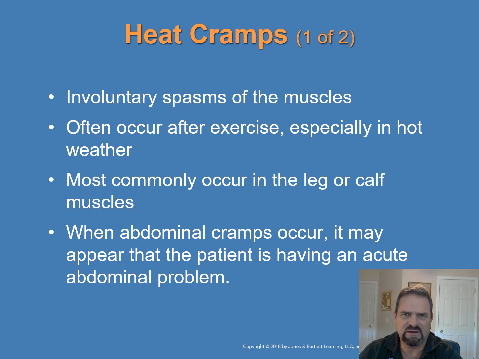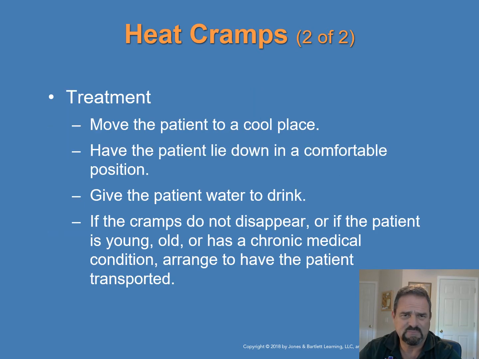All right, so heat cramps. Heat cramps are involuntary spasms of the muscles. Okay, it often occurs after exercise, especially in hot weather. It most commonly occurs in the leg or the calf muscles of the leg. And also you could get abdominal cramps as well. So when abdominal cramps occur, it may appear that the patient is having an acute abdominal problem, but it's actually only heat cramps. Treatment for this, number one, move them into a cool place.